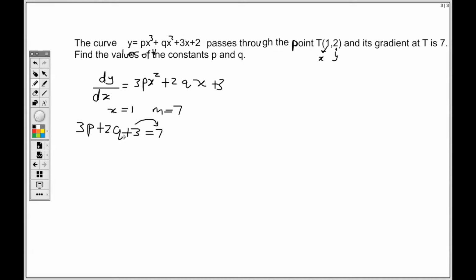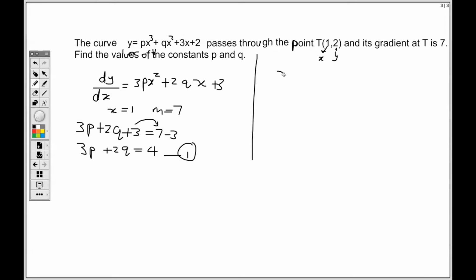Now I'm going to carry the 3 over the equal sign, so it's going to be negative. So what I will have is 7 minus 3, and 7 minus 3 gives me 4. So let's call this equation 1.